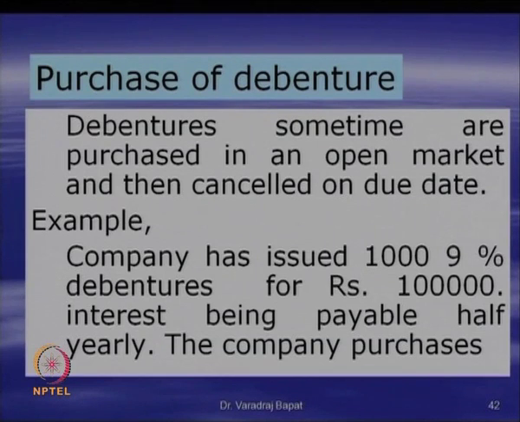Now last case, what happens is, there is a purchase of debenture by the company on its own. Sometimes a company issues the debenture, and during the period of their tenure, let us say debentures are for 5 years, then in between also the company can purchase back its own debentures. So let us understand the entries for that case. An example is given to you.